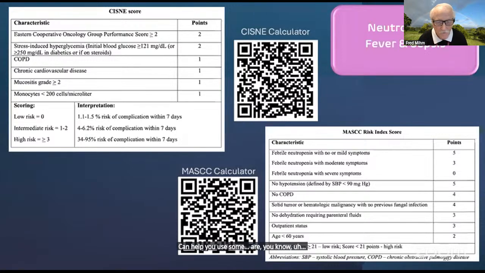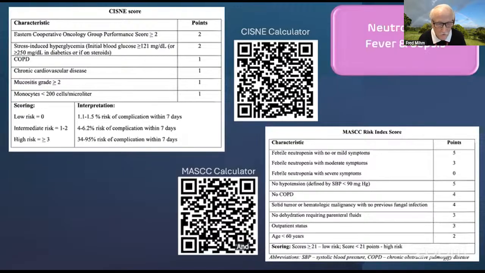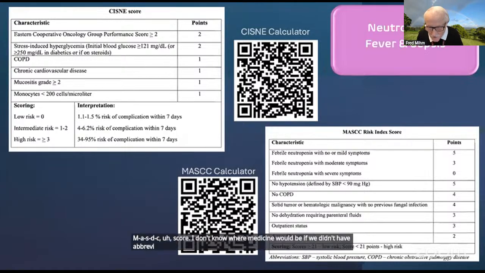confidence that you're telling a neutropenic patient with a fever to perhaps stay home, and we'll watch you carefully from home. And in this score, you can see the low score is a low number. The opposite is true on the bottom right. The MASCC score. I don't know where medicine would be if we didn't have abbreviations, but this stands for Multinational Association for Supportive Care in Cancer, in case you're wondering.